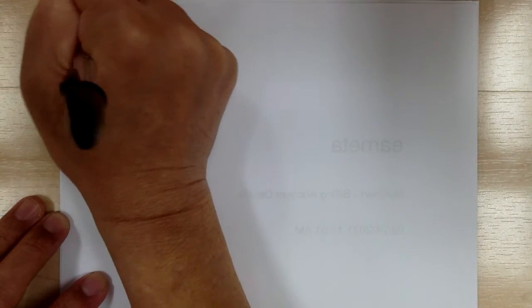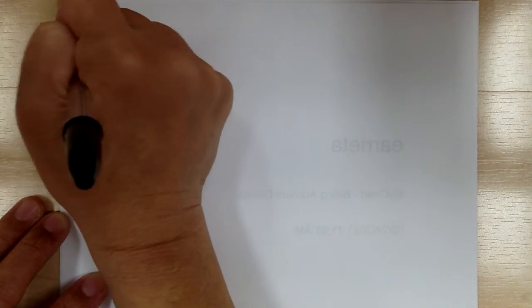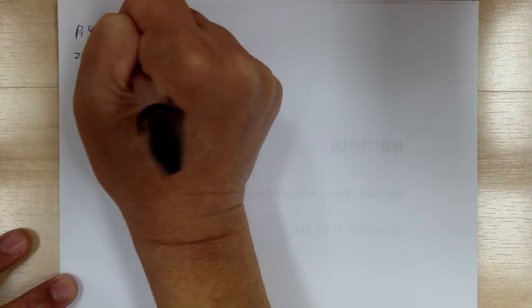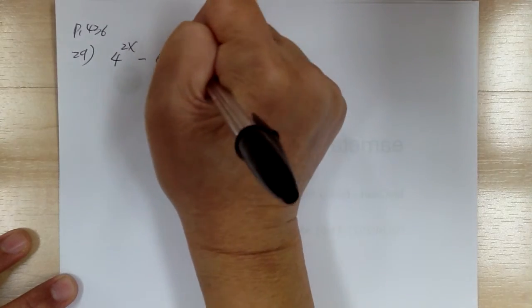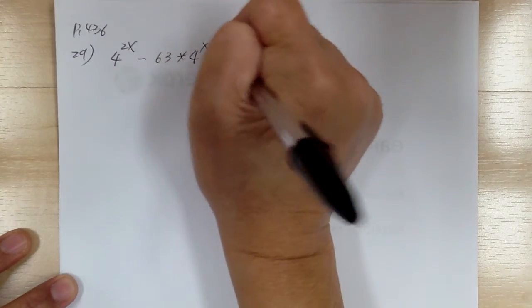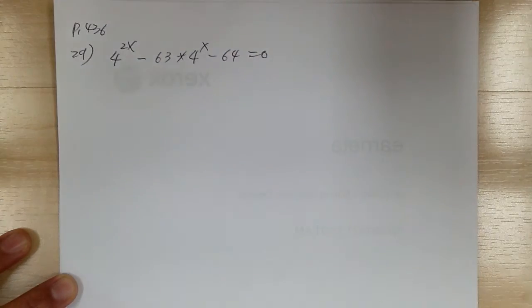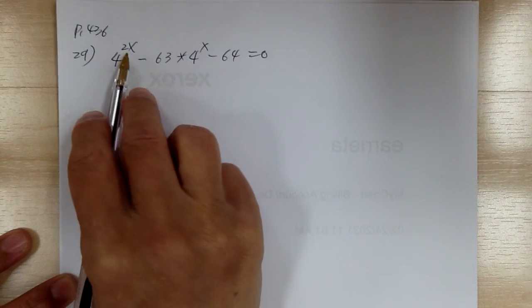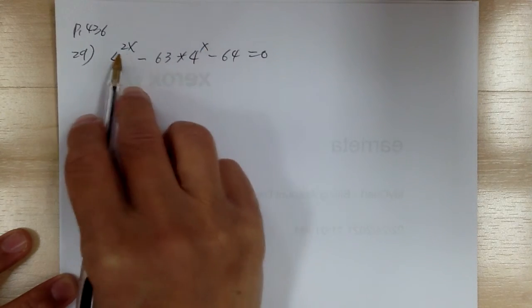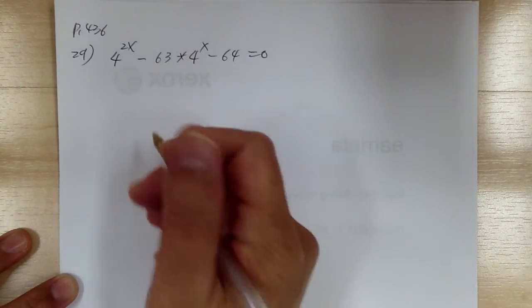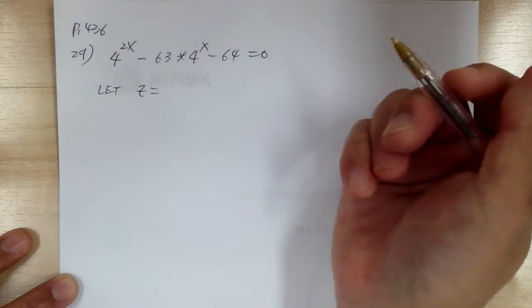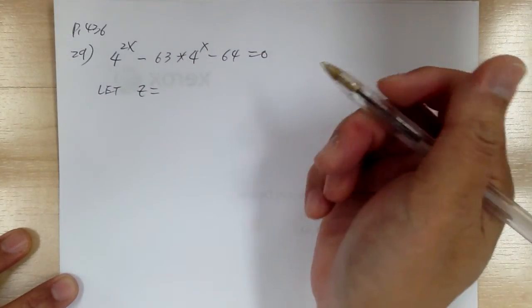Go to the next one. You got 4 to the 2x minus 63 times 4 to the x minus 64 equal to 0. To solve these, when things get messy, what you do is look for the common part. So notice the exponent here is twice this one, so that means this is the square of that. So you want to use z substitution. You can use any letter. I like to use z. You can use capital A, B, it doesn't matter. So let's use z.